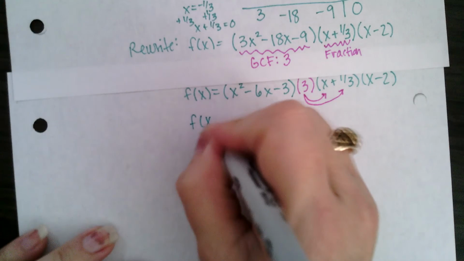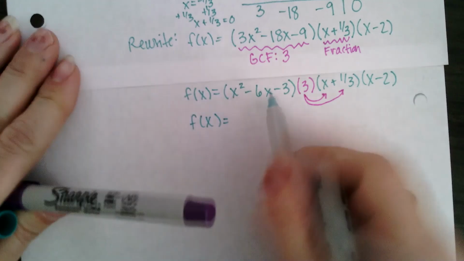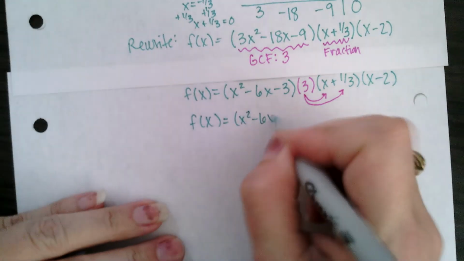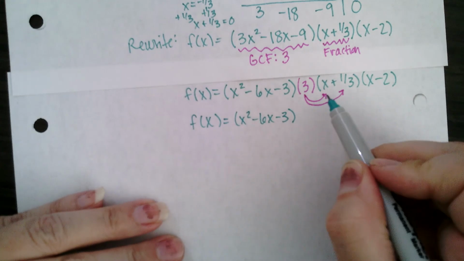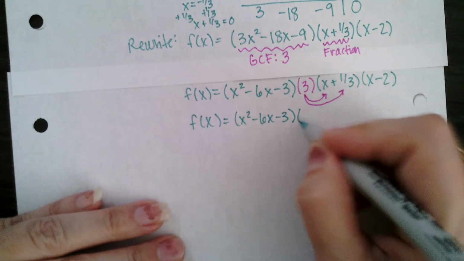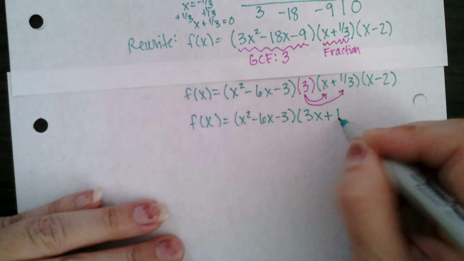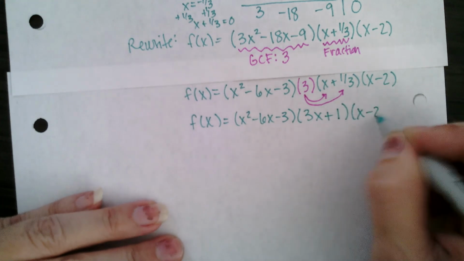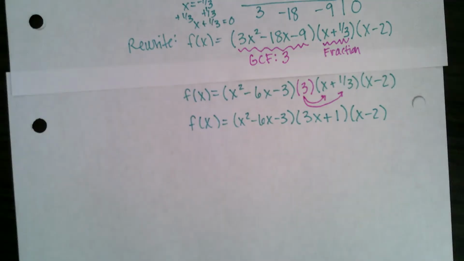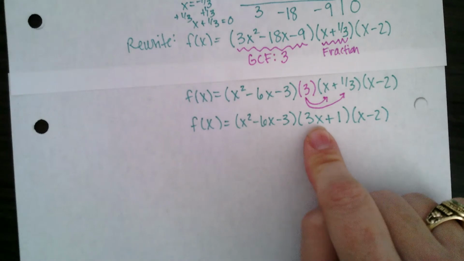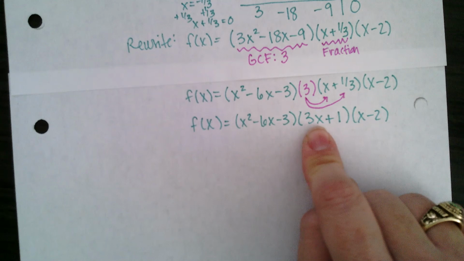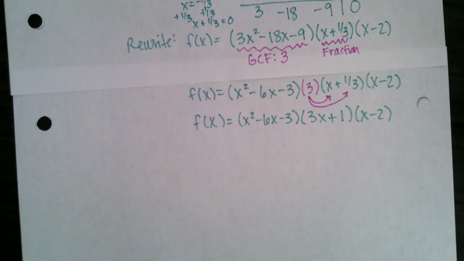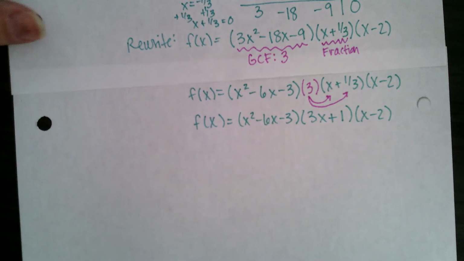So we'll have f of x equals, this guy still says x squared minus 6x minus 3. But now I'm going to multiply this 3 into this parenthesis. So that's going to give me 3x plus 1 times x minus 2. If I were to set 3x plus 1 equal to 0, I would still get x equals negative 1/3, which is the root that I found. So we haven't changed anything. We just did a little bit of rearranging.